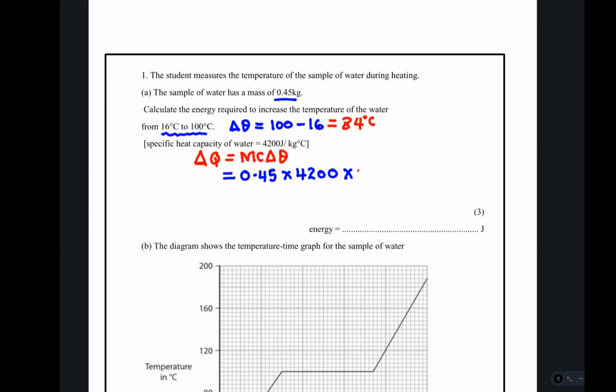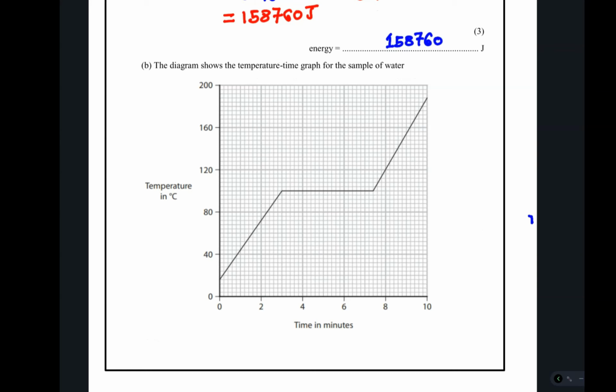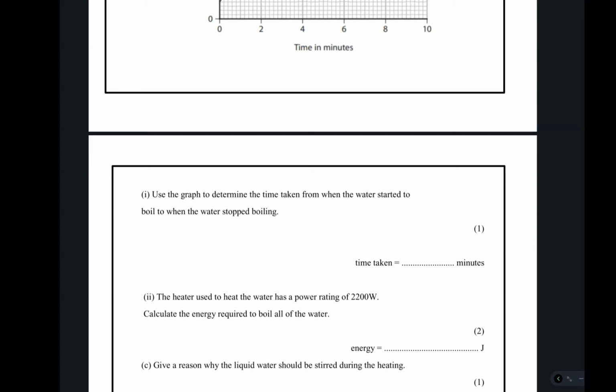Now moving to the next part, we are told that the diagram shows the temperature-time graph for a sample of water, and we are supposed to answer a few questions here. Use the graph to determine the time taken from when the water started to boil to when the water stopped boiling. Remember, at boiling point, when there is a change of state, there is no change in temperature. So where you have the flat graph, that's where boiling is taking place.